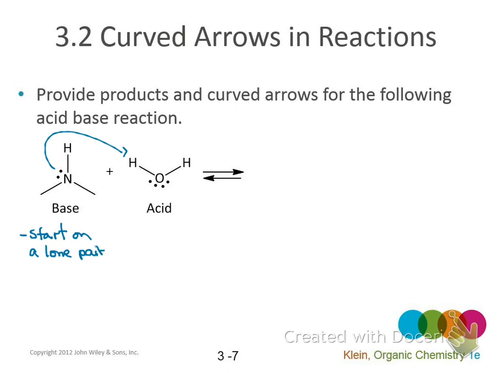Most acid-base reactions start on a lone pair. Or can start on a lone pair. Sometimes they show a pi bond moving, but it's still a pair of electrons. But most of the time, it comes from a lone pair. It goes to the hydrogen, and then what has to happen to the electrons on the hydrogen-oxygen bond? They have to go back to the oxygen. And this is the very civilized letting go process.